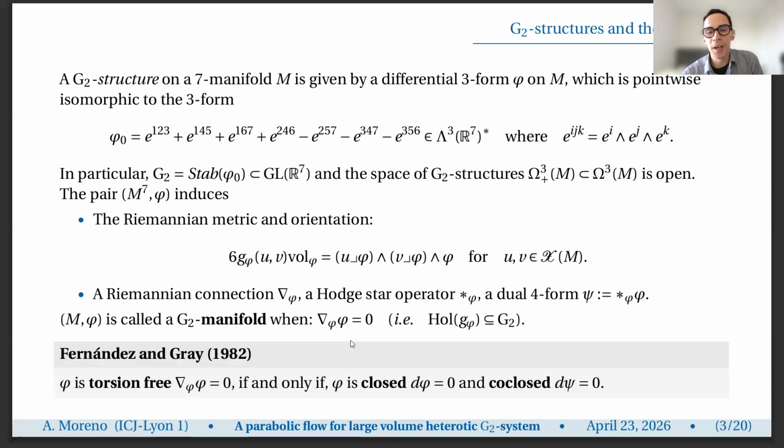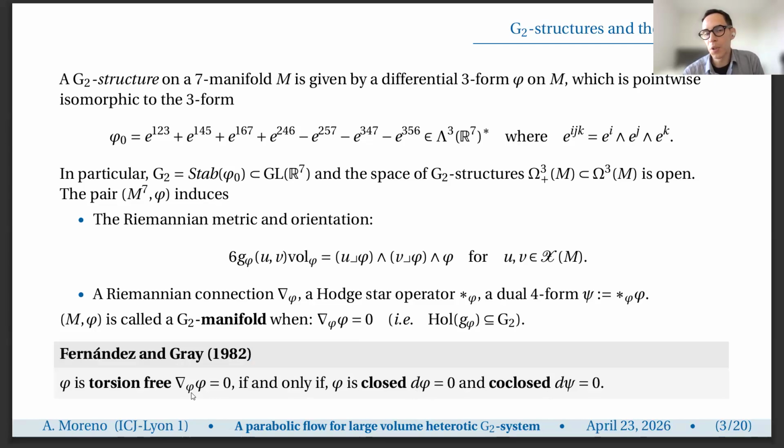That is why you can decompose this condition into a linear condition, the exterior derivative of phi being zero, which is the closed condition, and a nonlinear condition, the exterior derivative of psi being zero, which is called the co-closed condition. These two conditions together are equivalent to being parallel, what we call torsion-free.